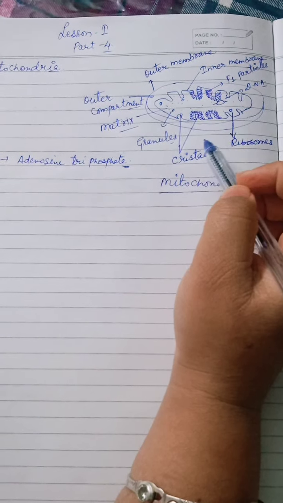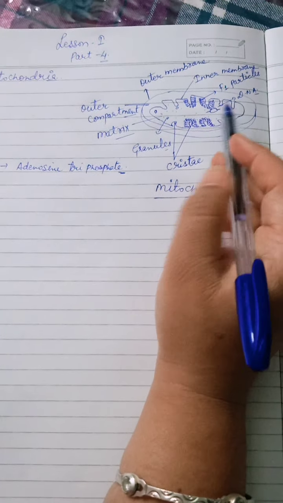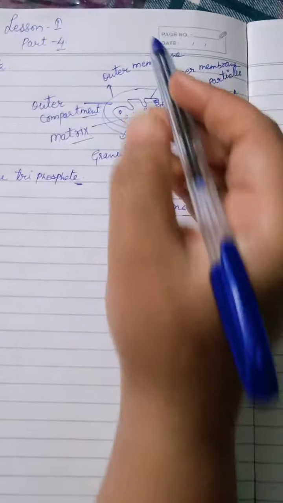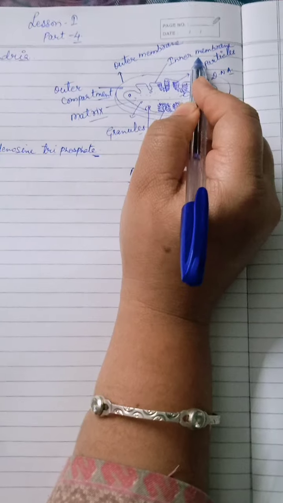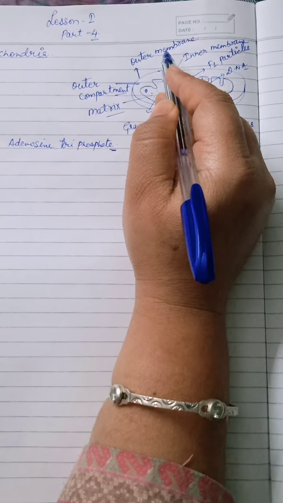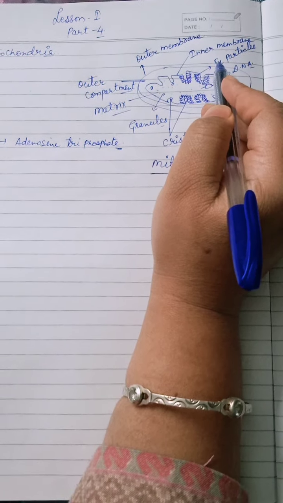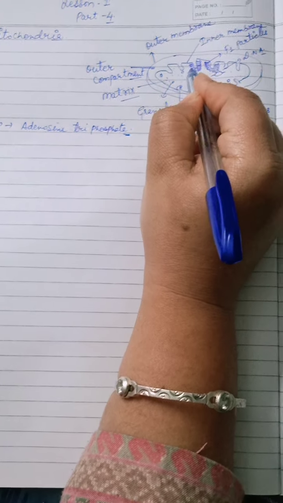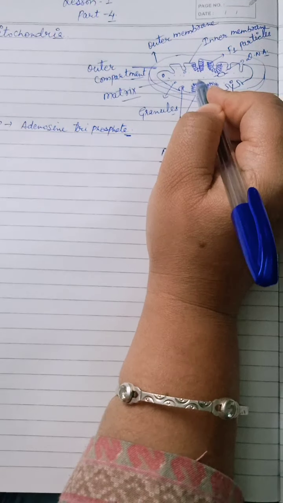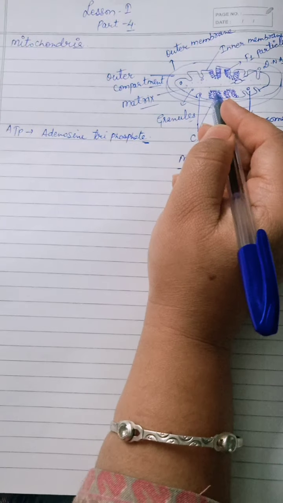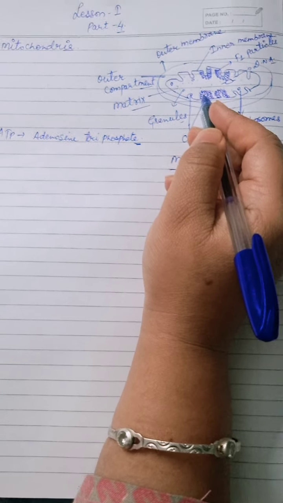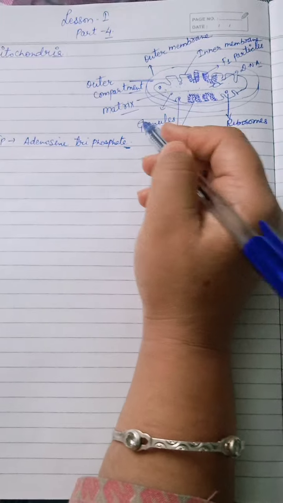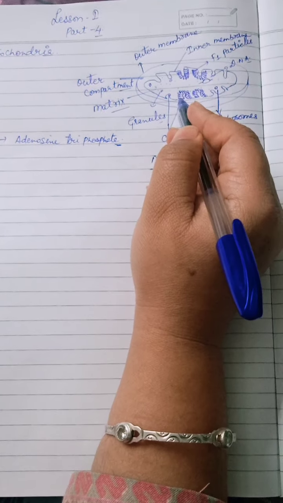About the structure of mitochondria, as you can see in this diagram, mitochondria is also a double membrane structure. Students, this is the outer membrane and this is the inner membrane. The outer membrane is porous, while the inner membrane has deep folds. These deep folds are known as the cristae, and they provide a large surface to perform the chemical reactions that are required for the generation of ATP.